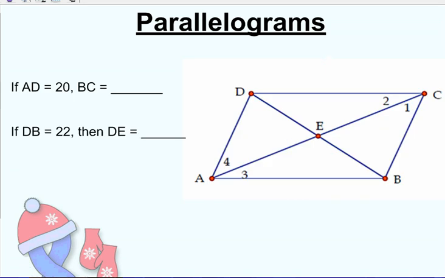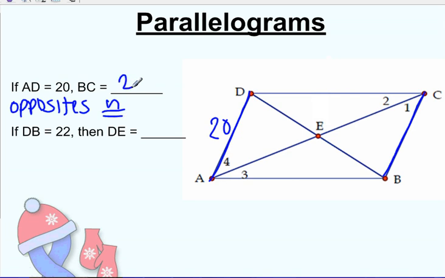Okay, so let's look at some more concrete examples. It's all going to be about this picture here. So we know that A to D is 20, and we want to know what B to C is. Those are opposite sides. So opposite sides are congruent, right? Okay, opposite sides are congruent, so BC would equal 20.